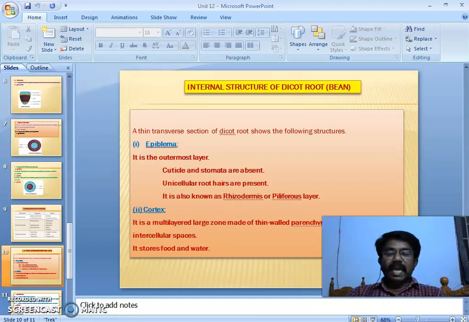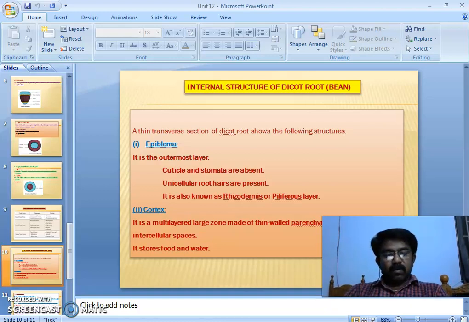Unicellular root hairs are present. It is also known as rhizoderm or piliferous layer. What is called a piliferous layer? Where is it present? It is a very important 2-mark question.